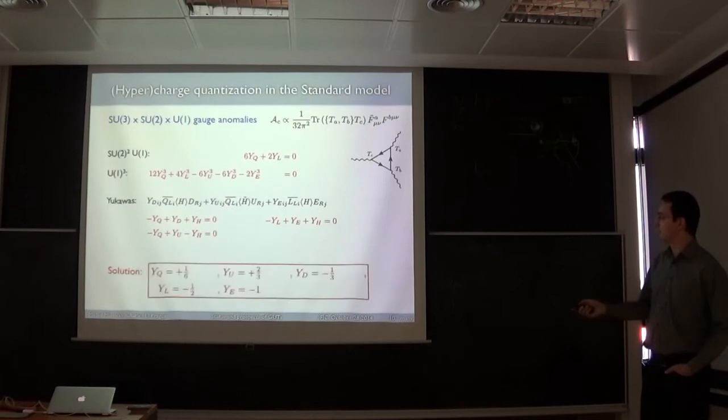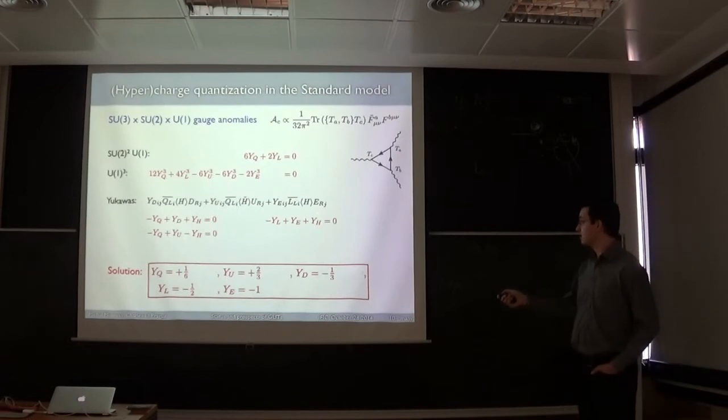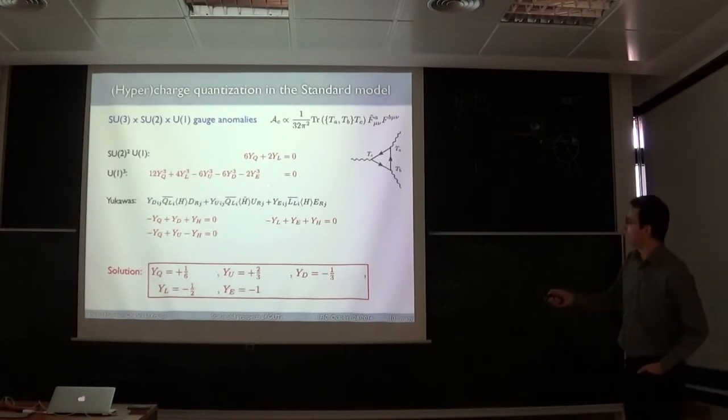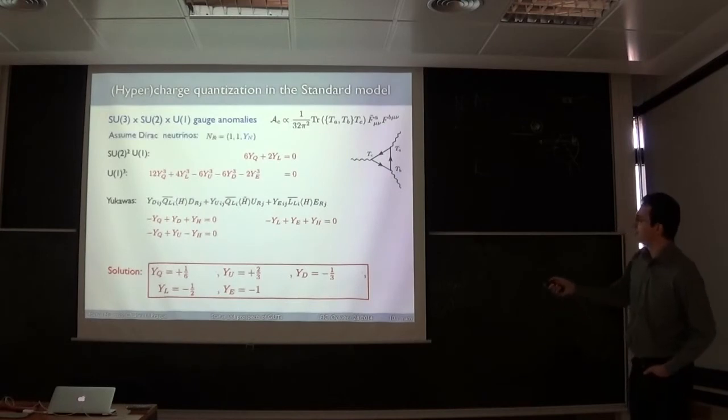And if you solve this, you get something like this, provided that you fix your normalization by fixing the Higgs hypercharge. But this is a solution which is unique. And of course, it looks kind of fishy, because this is kind of scattered. There's something missing, of course.